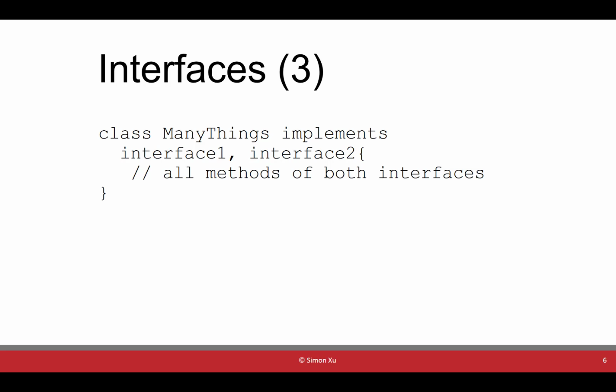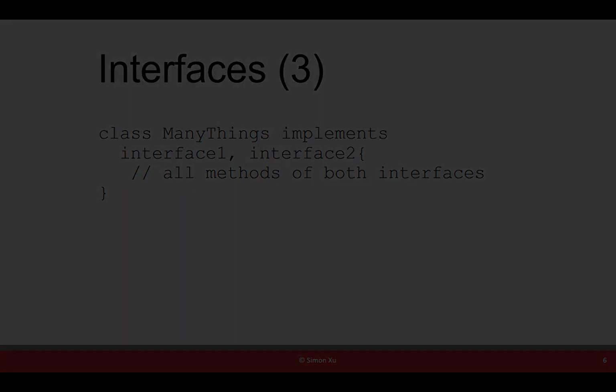In addition to those abstract methods, an interface can contain constants or data members. When a class implements an interface, it gains access to all its constants and methods. Here, a class implements two interfaces, interface 1 and interface 2.